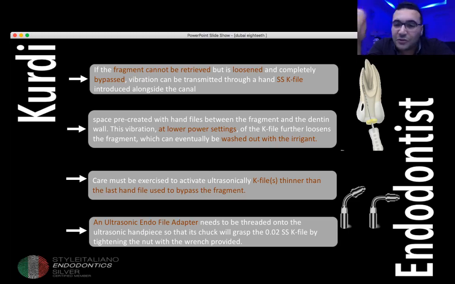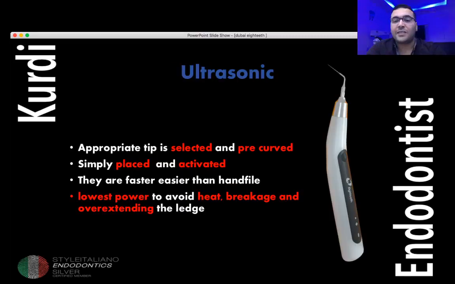Yes, but we must use this kind of endo shock, so it will just adapt the file inside it. But you have to know that we can use this technique only if the broken file is bypassed. And you will just use a file smaller inside than the one you used as a final one to bypass. For example, if you bypassed the broken file with K file number 20, you will just put K file number 15 in the endoshock and try with the irrigation, especially EDTA solution indeed, to ultrasonic vibrate the separated instrument and to go out.